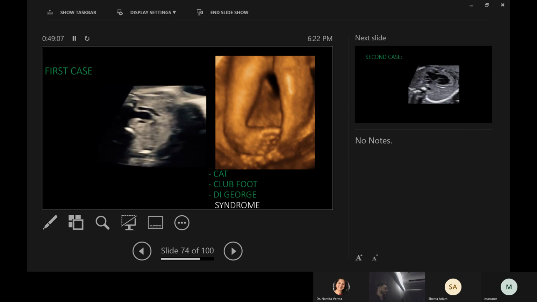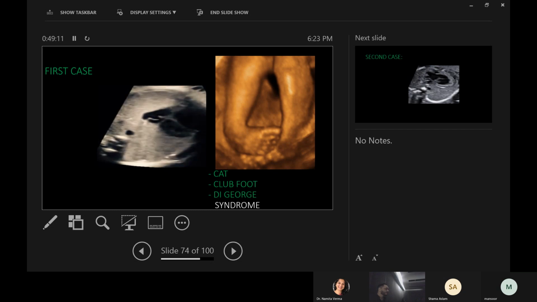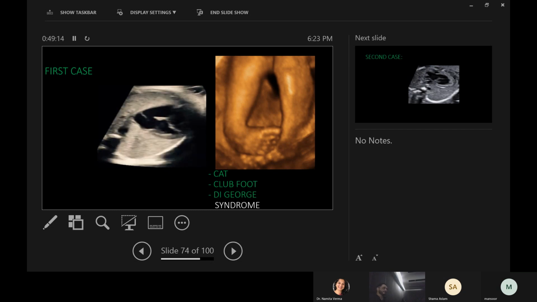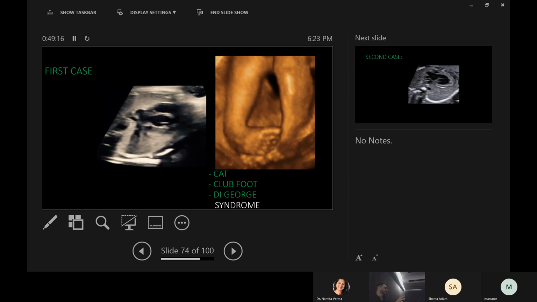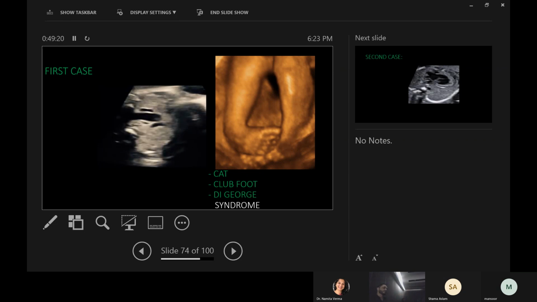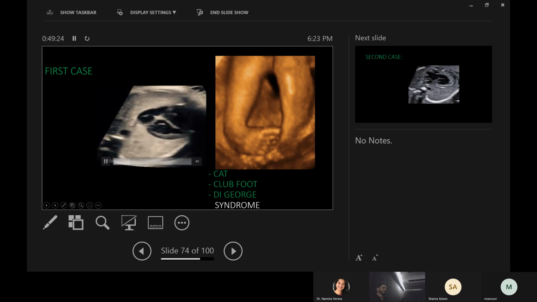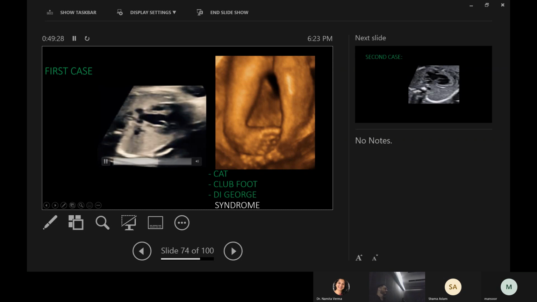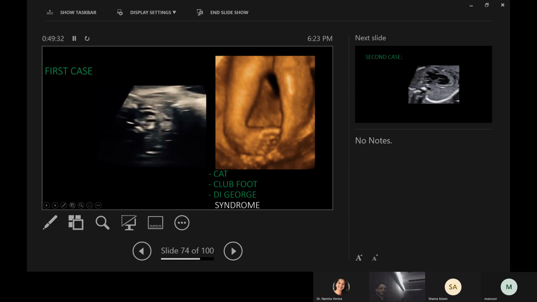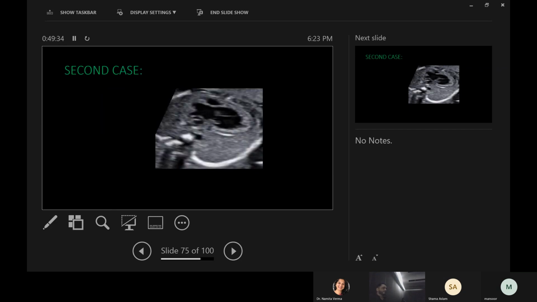Did you assess the fetal thymus? Yes, DiGeorge. With any cardiac anomaly, always first look for the thymus. Normally for the heart, between the sternum and heart, there will be a good space. Here you see it is almost stuck to the sternum. That means there is thymic hypoplasia. That is also a marker for DiGeorge syndrome.